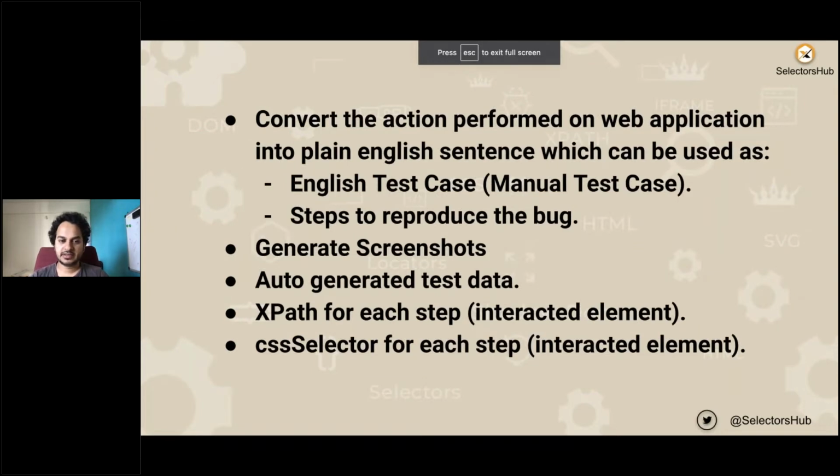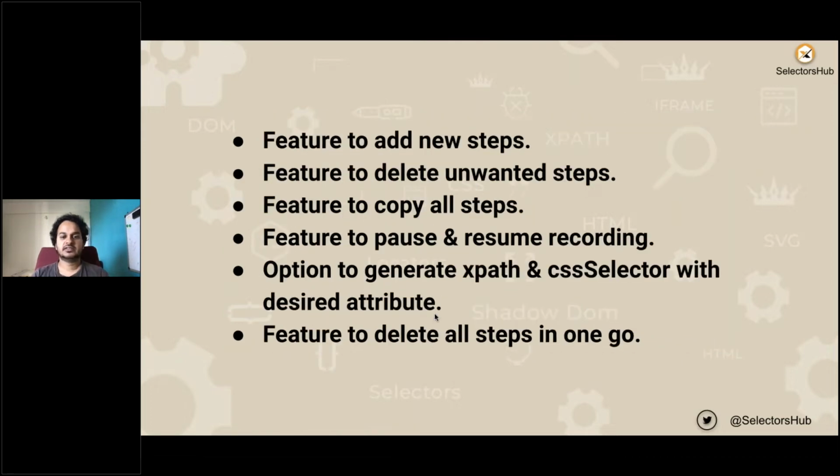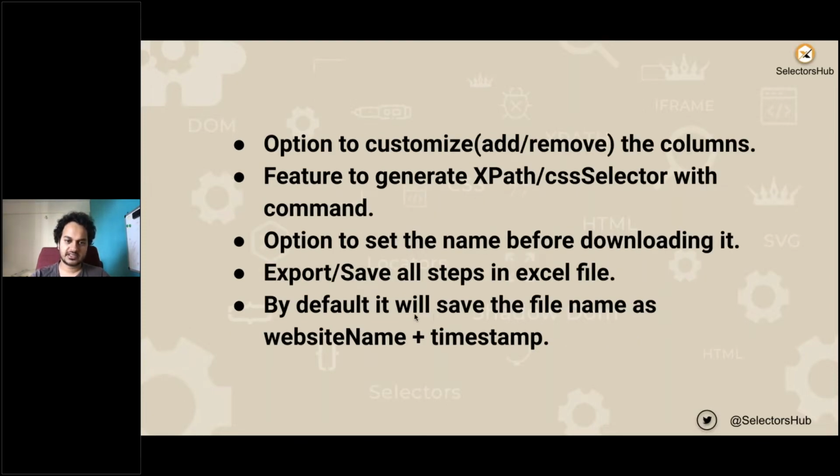You can convert the actions performed on the web application into plain English sentences, which can be used as English test cases, manual test cases, steps to reproduce the bug, generated screenshots, auto-generated test data, XPath for each step, and cssSelector for each step. Then we have the feature to add new steps, the feature to delete unwanted steps, a feature to copy all the steps in a single shot, a feature to pause and resume recording, options to generate XPath and cssSelector with the desired attribute, a feature to delete all steps in one go, an option to customize and remove the columns, XPath with command, and options to set the name. Lots of features are there.